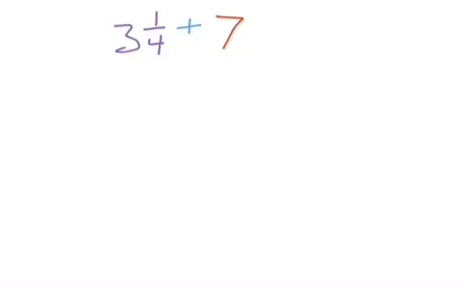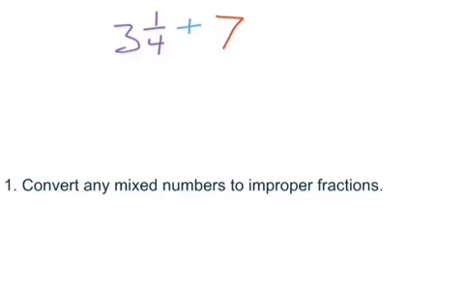Let's try working with a mixed number now. What if we add and we have a mixed number and a whole number? Here we're going to add 3 and 1/4 to the whole number 7. The first step is we need to convert any mixed numbers to improper fractions. I do have a mixed number, right here, 3 and 1/4. You can't work with it the way it is, so we're going to turn it into an improper fraction.